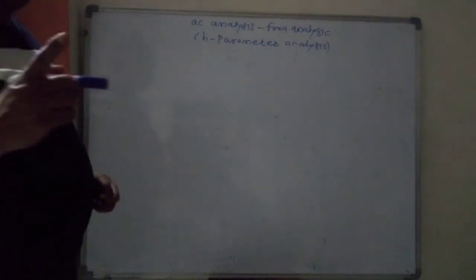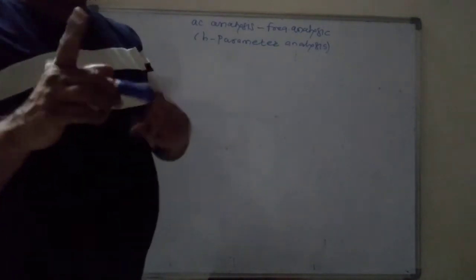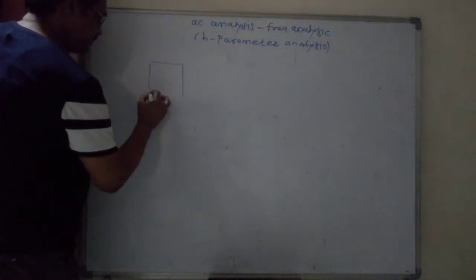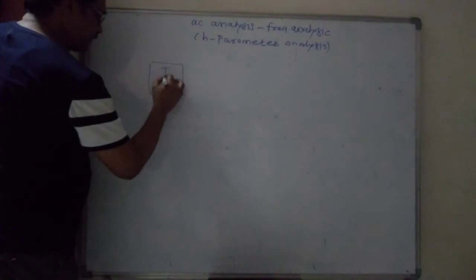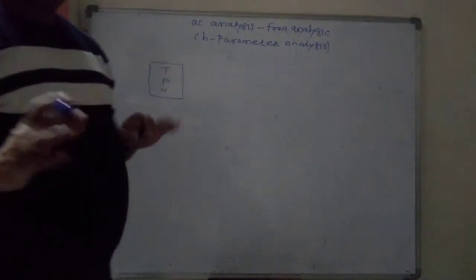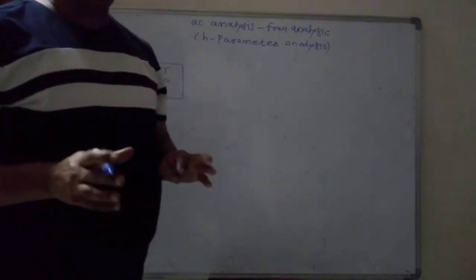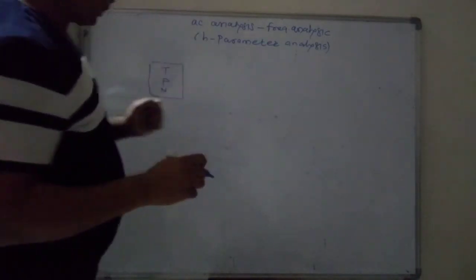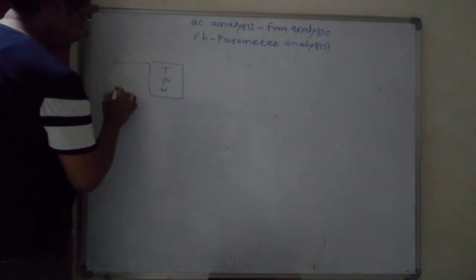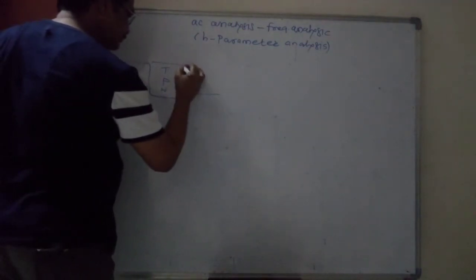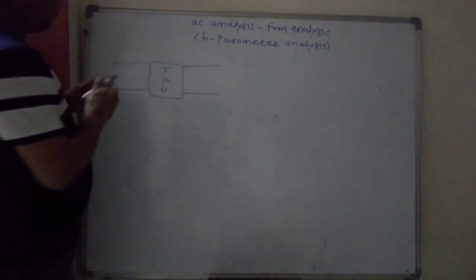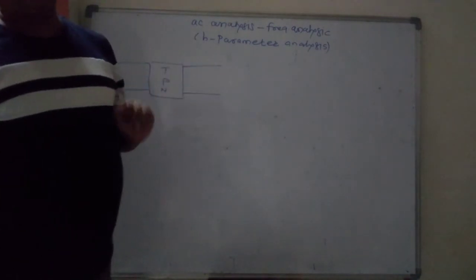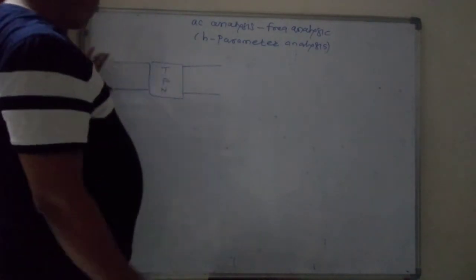Now, transistor, whether it is BJT or FET, is a two-port network. What is meant by two-port network? It has two ports. This is known as input port. This is known as output port. It has two ports, input port and output port.